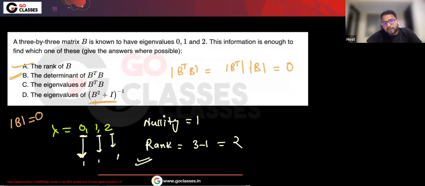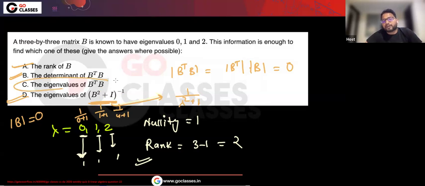What about the eigenvalues of B square plus I, power minus 1, or inverse? The eigenvalues of this will be 1 upon lambda square plus 1. So the first eigenvalue will be 1 upon 0 plus 1, which is 1, then 1 upon 1 plus 1, and 1 upon 4 plus 1, right? These are the eigenvalues of B square plus I inverse. So you can find out the eigenvalues of this also.